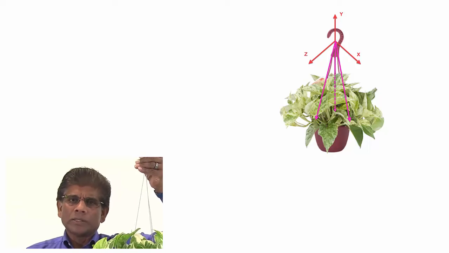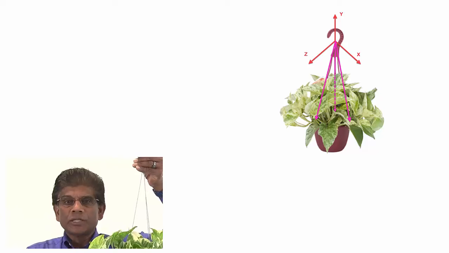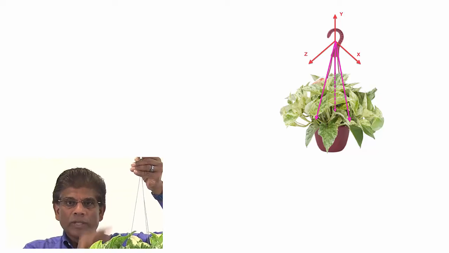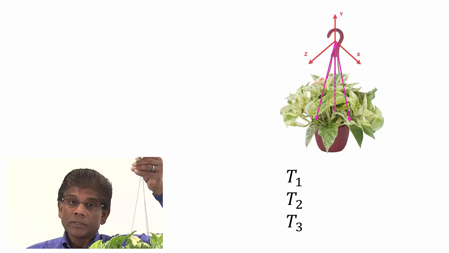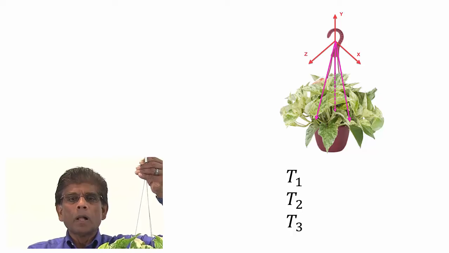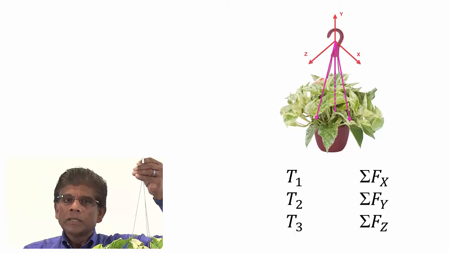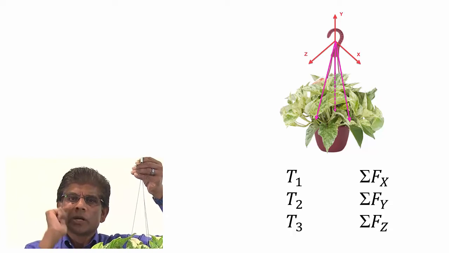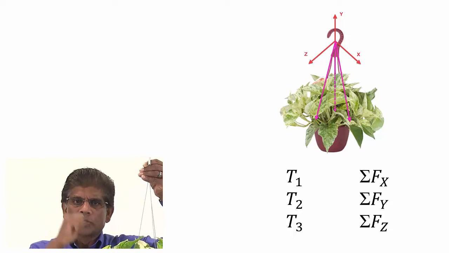In this situation, knowing the weight of the flower pot, we want to find the tensions in the three cables. So there are three unknowns, which means we need three equations. Since this is a three-dimensional problem, we can sum up all the forces along x, y, and z axis. The process for solving a three-dimensional particle equilibrium problem is exactly the same as the two-dimensional problem.